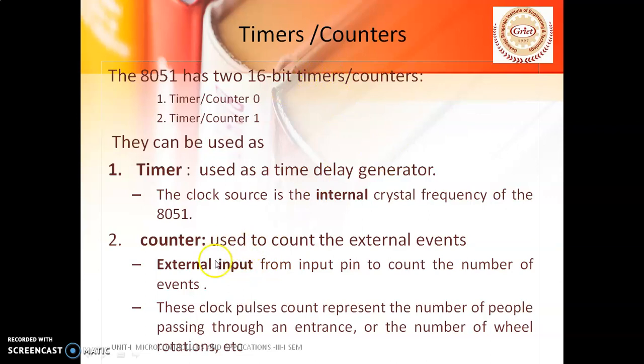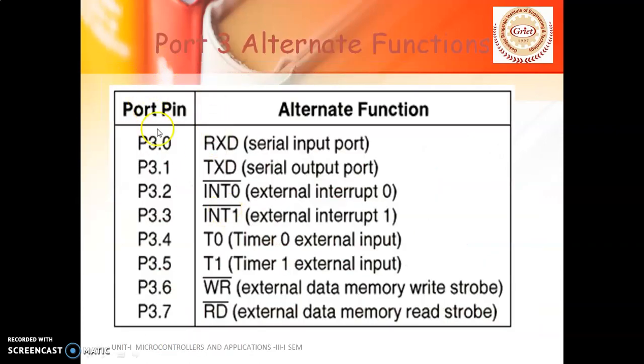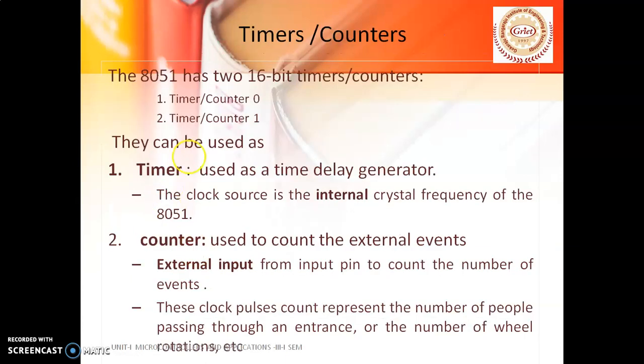In order to count the number of events happening outside the controller, that register has to get the input. That register is going to get the input from the external hardware pins, that is T0 and T1 respectively. If you see here, we have the port 3 pins. We already saw in the pin diagram that port 3 pins support I/O, and even support some special functions like interrupts, timers, etc. So if you see here, the P3.4 pin is related to timer 0, and the P3.5 pin is related to timer 1.